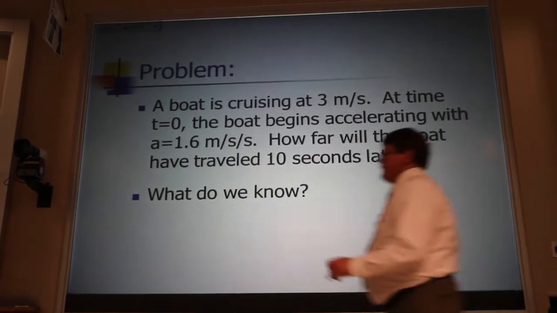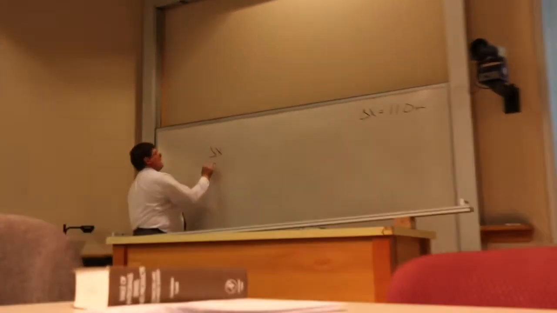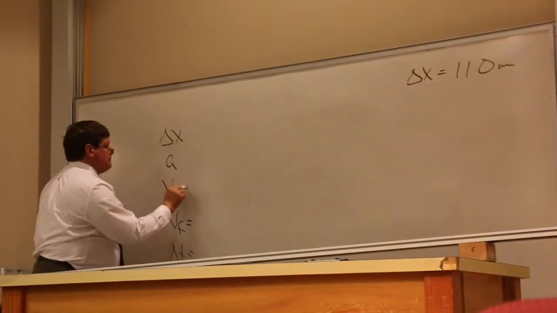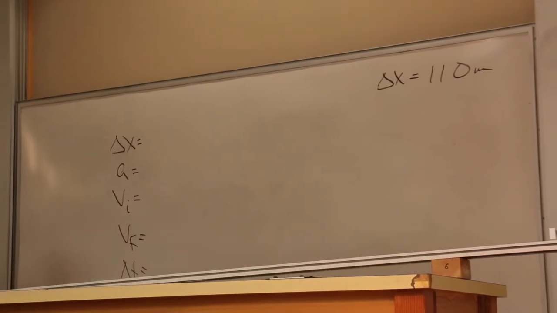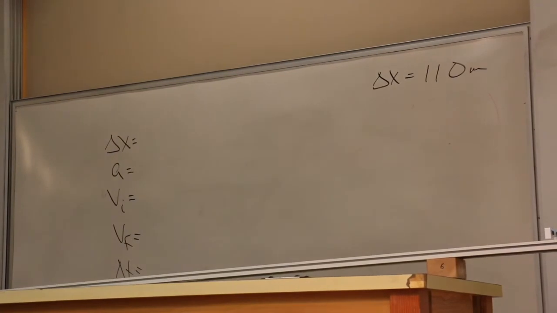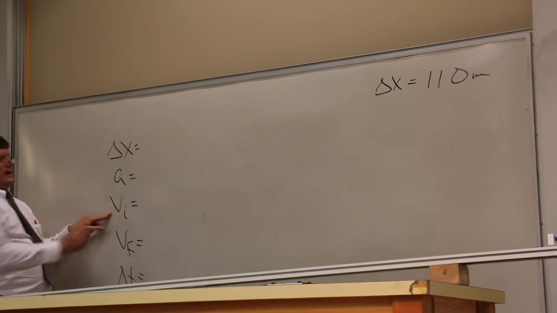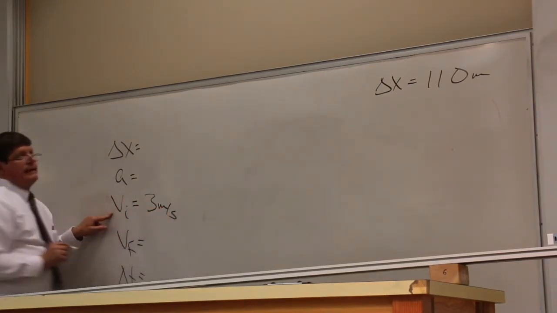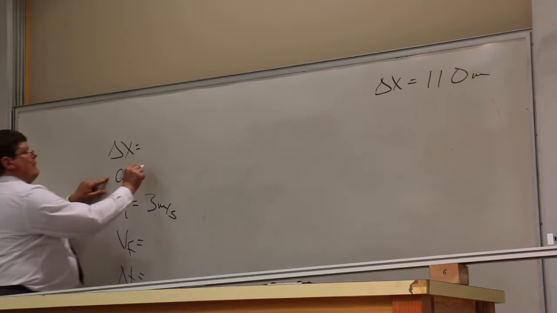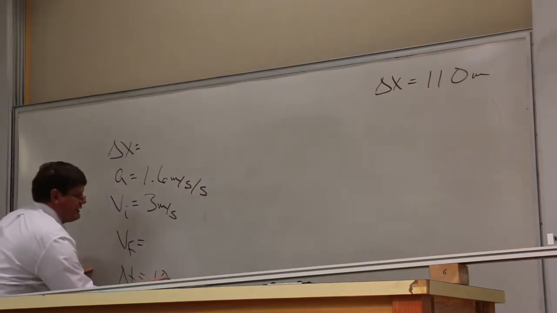The first thing we do is we make a list of the 5 variables. I've done this so many times I don't need my brain. Delta x, a, the initial, the final, delta t. That's step 1. Step 2, I have to find 3 of these from the problem statement. Well, the boat is originally cruising at 3 meters per second. It then has an acceleration of 1.6 meters per second every second for 10 seconds.